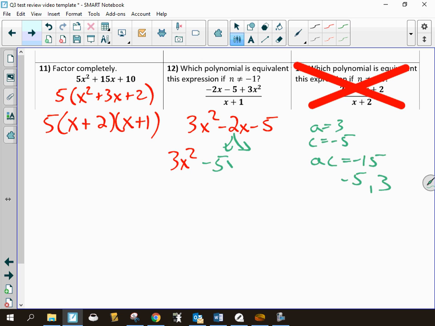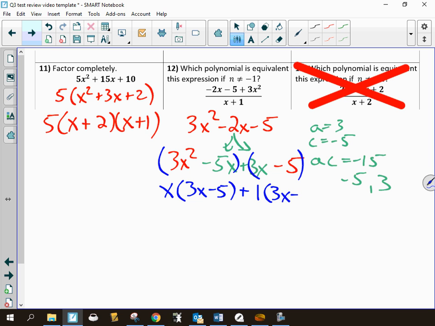So let's see the split here. Minus 5x plus 3x minus 5. And we're going to group the first two terms and the last two terms. The only thing I can pull out of the first two terms is an x. And there is nothing I can pull out of the second two terms, so I just write a 1 out front. But if we did this correctly, this and this are the same.